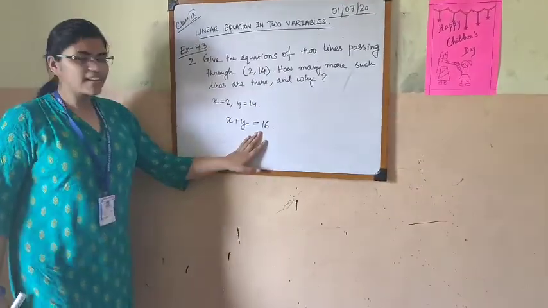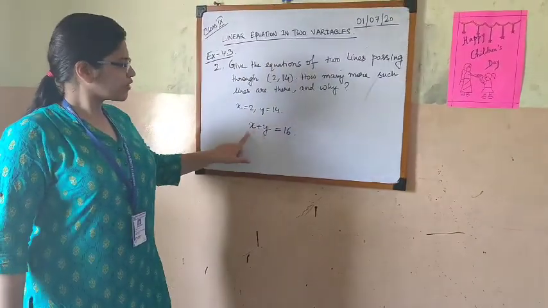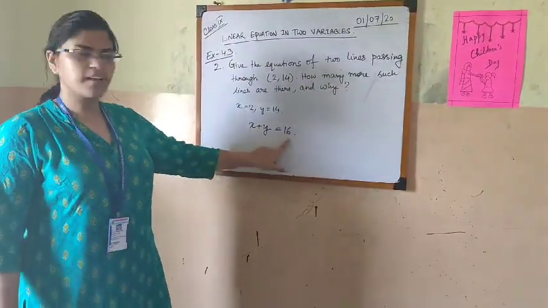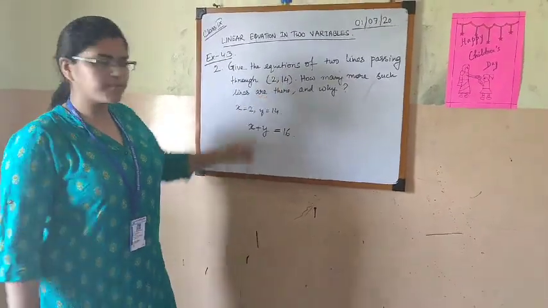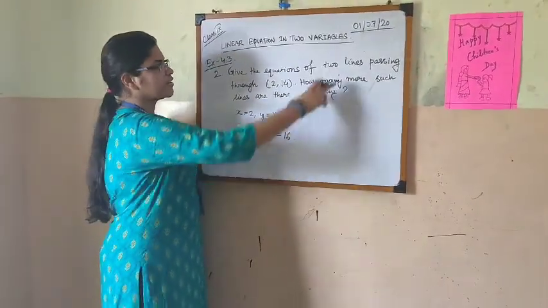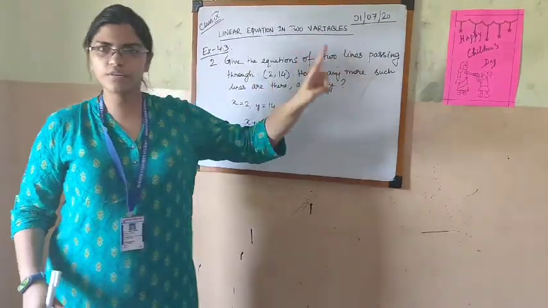So if x plus y is 16, that means x is 2 and y is 14. So 2 plus 14 gives us 16. That means this equation can be satisfied with these data. So this is the first equation. Now it says two lines, so we have to give two equations.